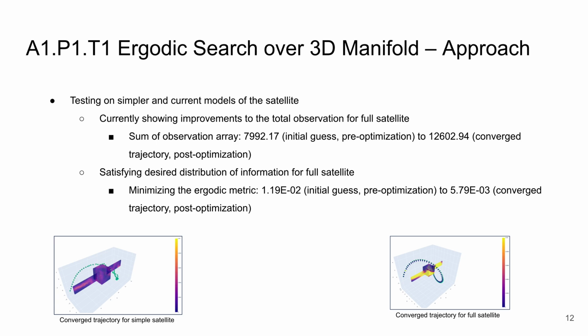We also see that it satisfies the desired distribution information because the ergodic metrics get smaller, from 1.19 times 10 to the negative 2 to 5.79 times 10 to the negative 3 after optimization.